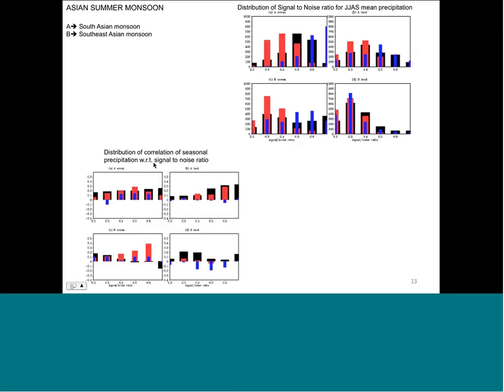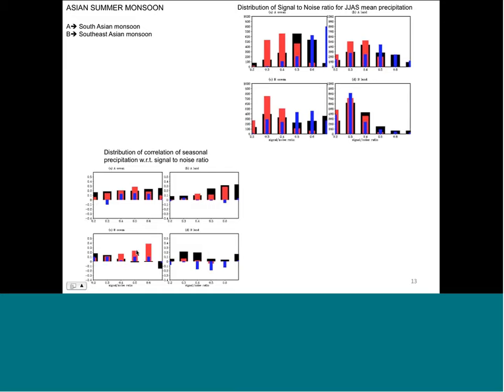If I then look at the distribution of the correlation of the seasonal precipitation with respect to the signal-to-noise ratio, then we clearly see that there is some skill. That means when the signal-to-noise ratio is pretty high and the correlation is pretty high, then the model seems to be rightfully confident about its forecast. And although the correlations are hovering around 0.2 and 0.3, it is a bit gratifying to note that at higher signal-to-noise ratios, the correlation skills are relatively higher over the South Asian monsoon.